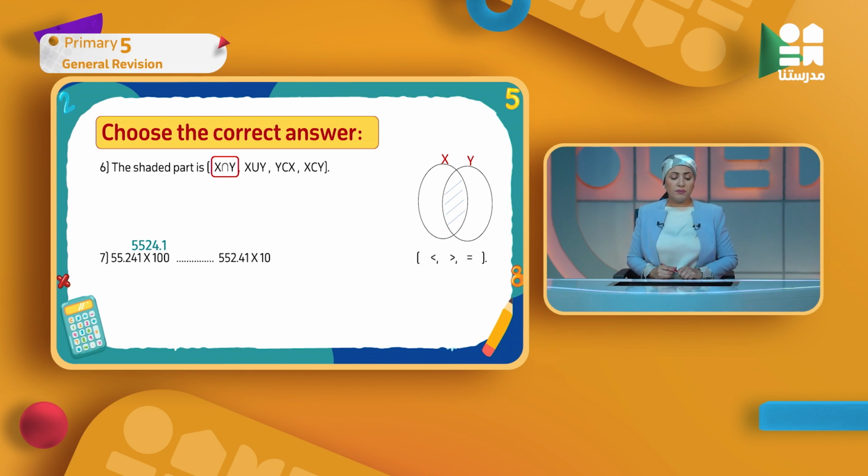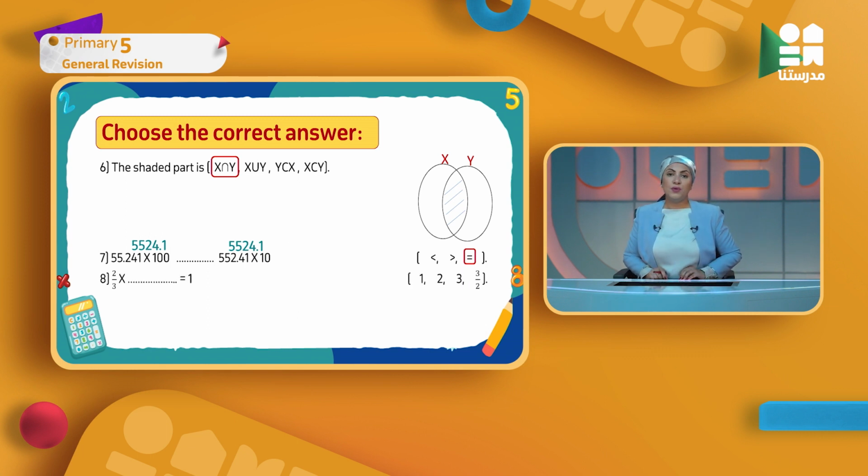So here the answer for the first one will be 5524.1 because I have moved the decimal point 2 places to the right. Yes, to the right. Now the second one, I will move the decimal point only 1 place, so it's going to be also 5524.1. If you look here, you will notice that the two answers are the same. They are totally the same. So I will choose the equal sign because both of them are equal.